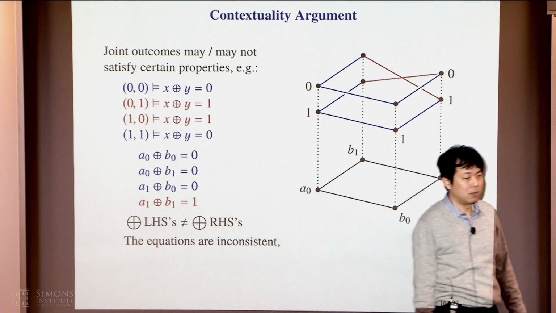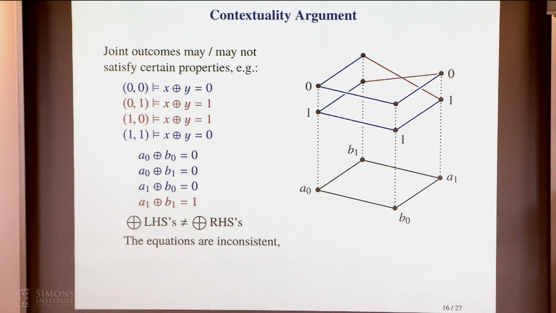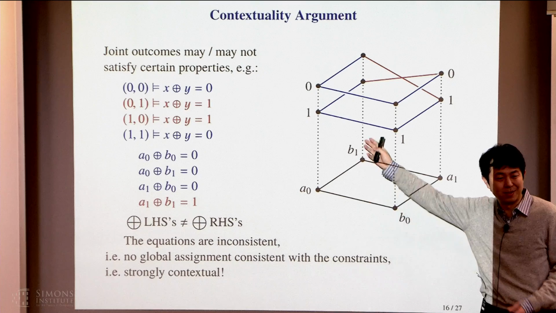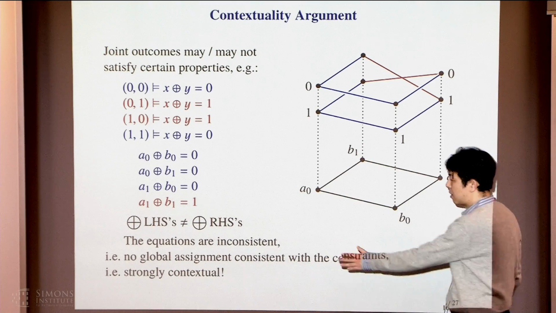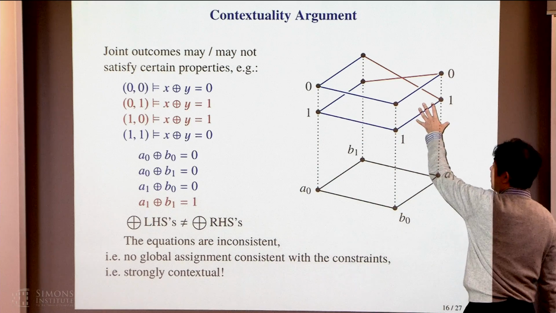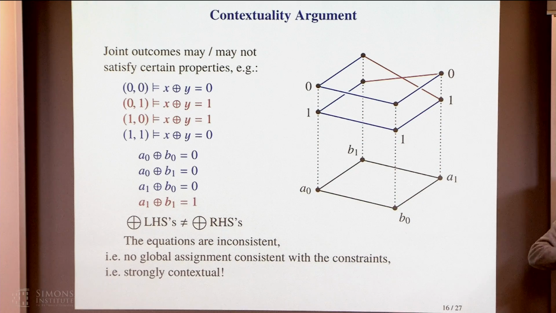So they are inconsistent with each other. So the upshot is that there is no global assignment consistent with all those 4 constraints. That is, there's no global section to this model. So the inconsistency of those equations is going to detect, or prove, the strong contextuality of the model.